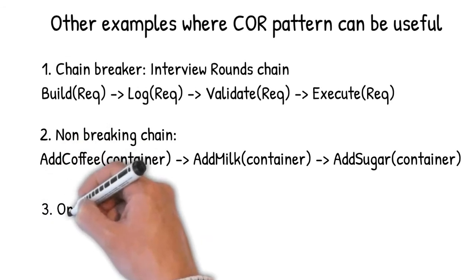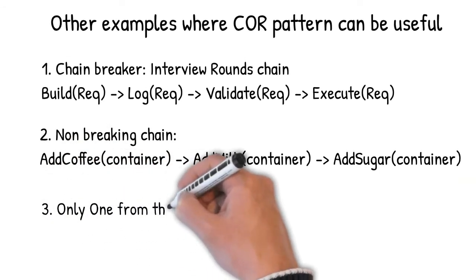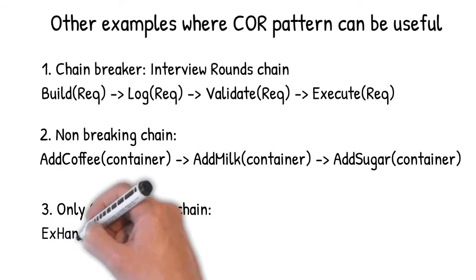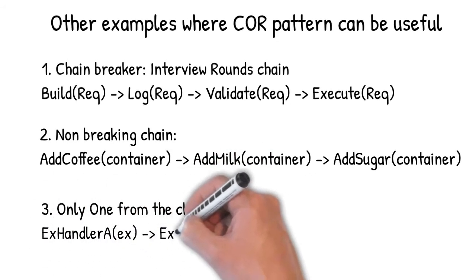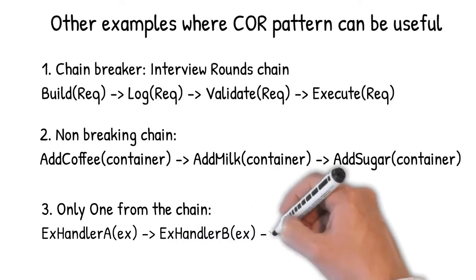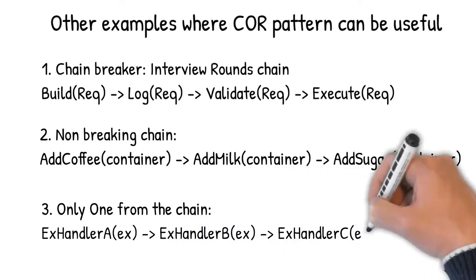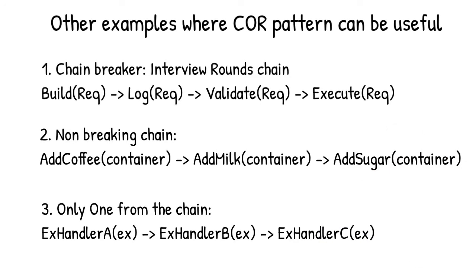The third type of chain is where only one component from the sequence acknowledges and executes an operation for the object, like a chain of exception handlers, where each exception handler is made to handle a certain type of exception. So whenever an exception is raised, it will be passed to each and every handler in the sequence, and only that handler which is made to handle that type of exception will acknowledge the request and handle that exception, and immediately the chain will be broken.